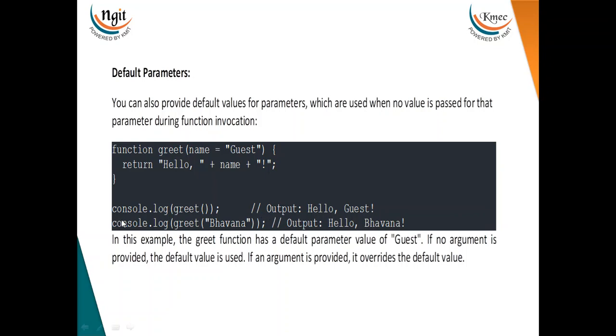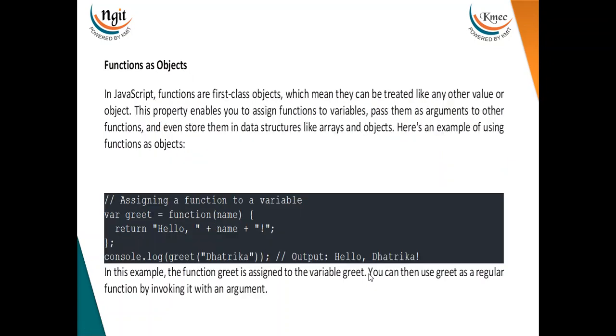Now in the second line, I am invoking the greet function with the string value "Bhavana", so it will print Hello Bhavana. So the default parameter value of guest is printed if no argument is provided, and the default value is used.